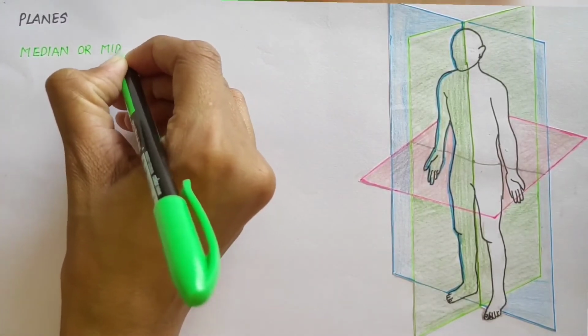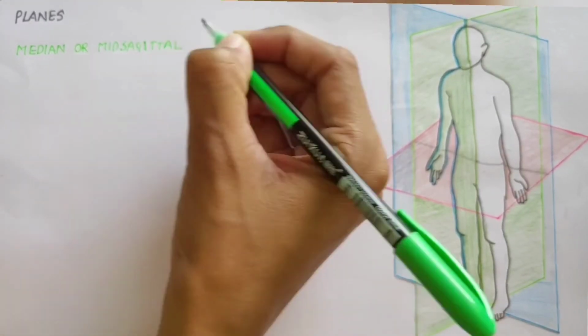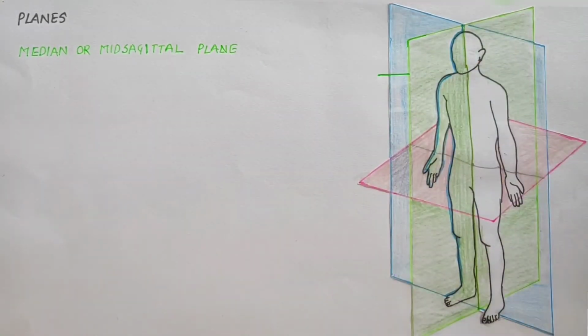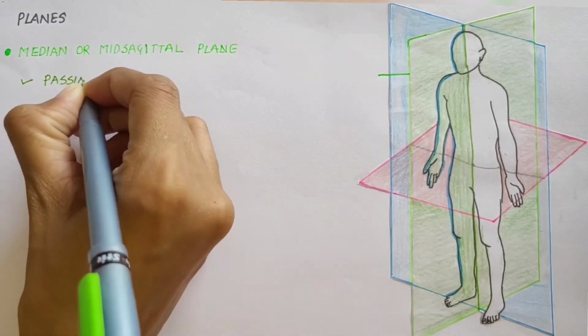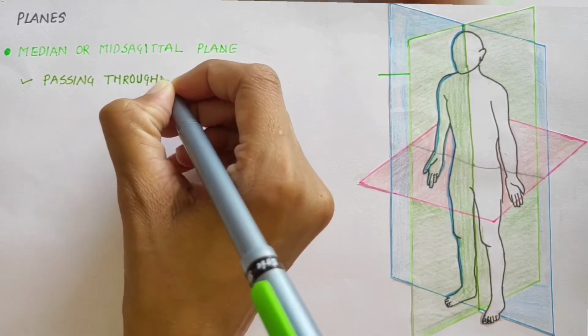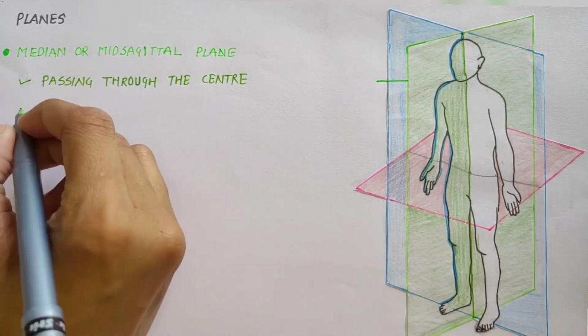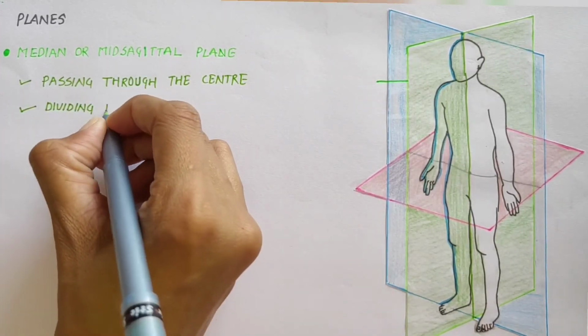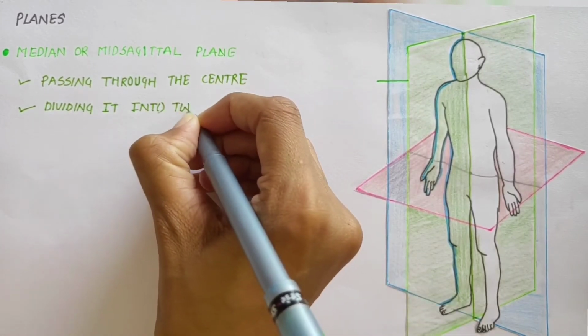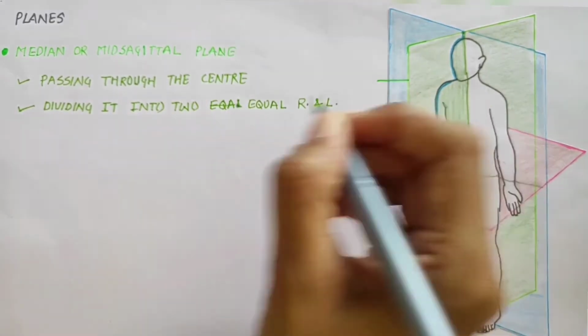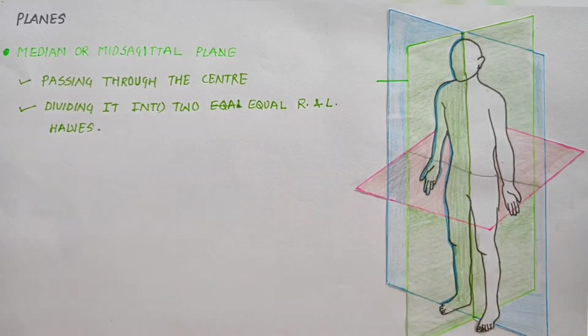Planes: median or mid-sagittal plane. As you can see in green, it's the median or mid-sagittal plane. Plane passing through the center of the body, dividing it into two equal right and left halves. It is called the median or mid-sagittal plane. As you can see in the diagram, it is dividing the body into equal right and left halves.